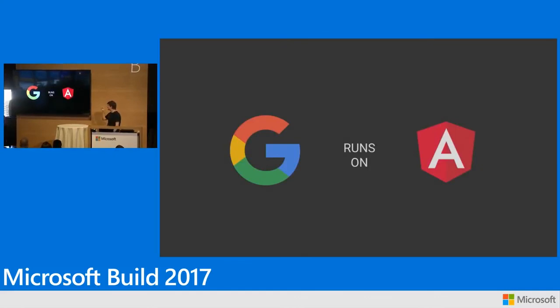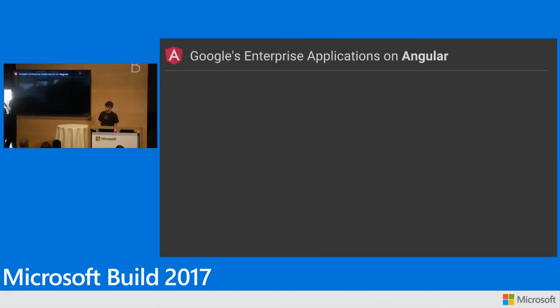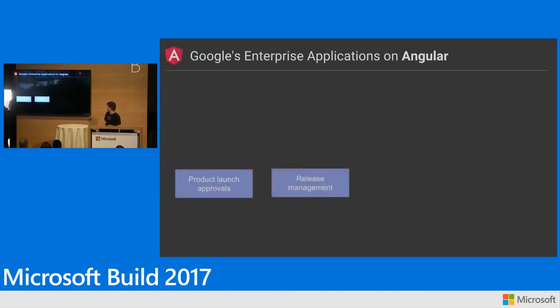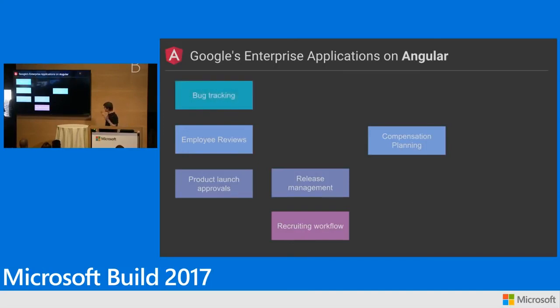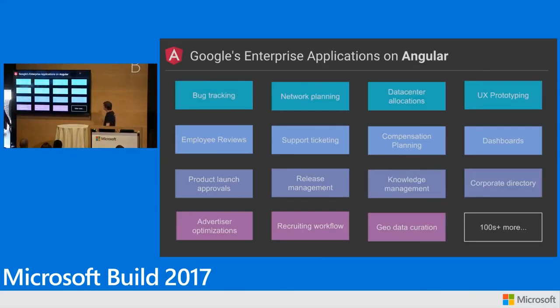So we like this phrase, Google runs on Angular. So things like this. I'm not able to launch a product. I can't ship anything at Google without Angular. All of our internal tooling for launch approvals, release management, that's all written in Angular. We can't hire people without Angular. Everything at Google, all hiring-wise, goes through Angular applications. I don't get paid, I don't get raises, or I don't get my pay demoted without Angular. We don't track bugs without Angular, right? And more and more and more. So the point of this is that we basically build every internal tool at Google with Angular.